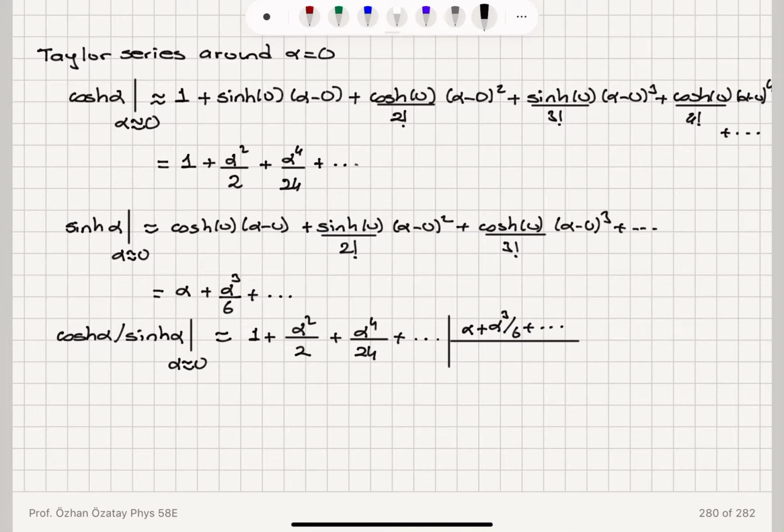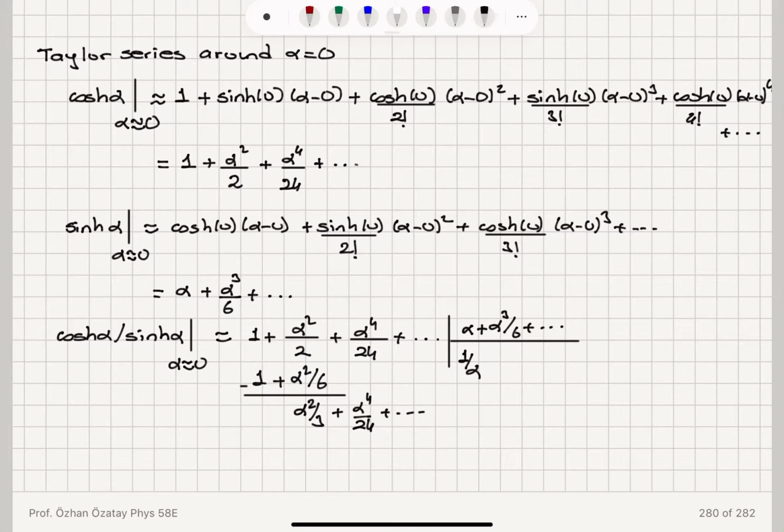Now you can see that in order to obtain 1, you have to multiply alpha with 1 over alpha. So if you multiply this with 1 over alpha, you will obtain 1, and 1 over alpha times alpha cubed over 6 will be alpha squared over 6. And then we subtract this. We obtain alpha squared over 2 minus alpha squared over 6. That is 3 alpha squared over 6 minus alpha squared over 6, 2 alpha squared over 6. That is alpha squared over 3. And then we have plus alpha to the fourth power over 24, higher order terms.